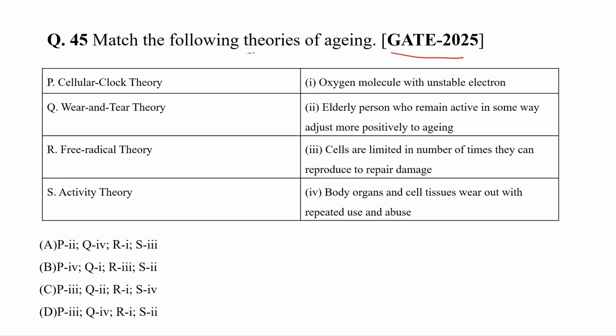So there are certain theories of aging. In this particular question, they have given four types of theories of aging. In P, they have given cellular clock theory. In Q, wear and tear theory. In R, free radical theory. And in S, activity theory. And the question is to find out which options in the other column match with P, Q, R, and S, these four types of theory. So before solving this match the following, let's try to understand what these four types of theory are.